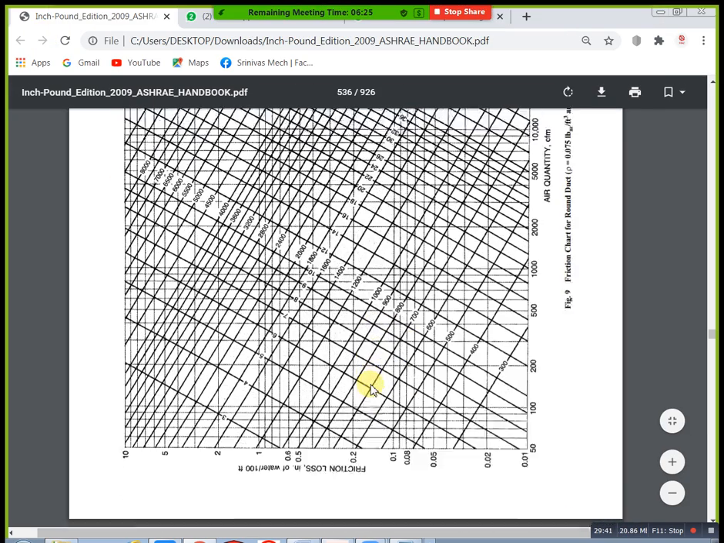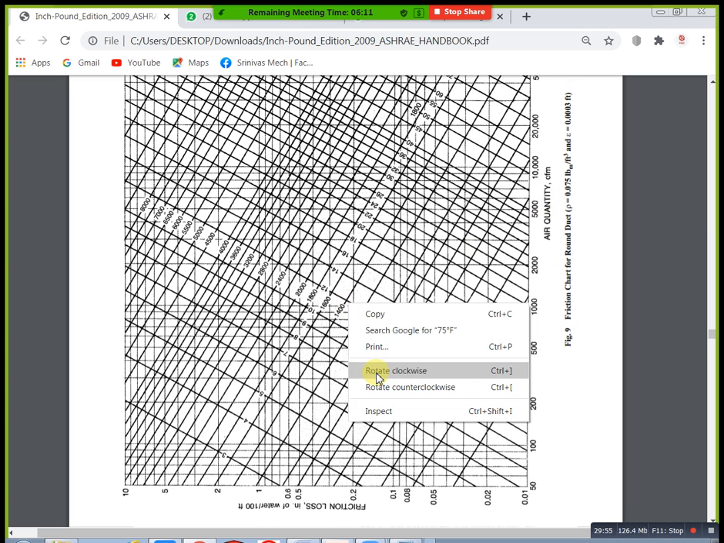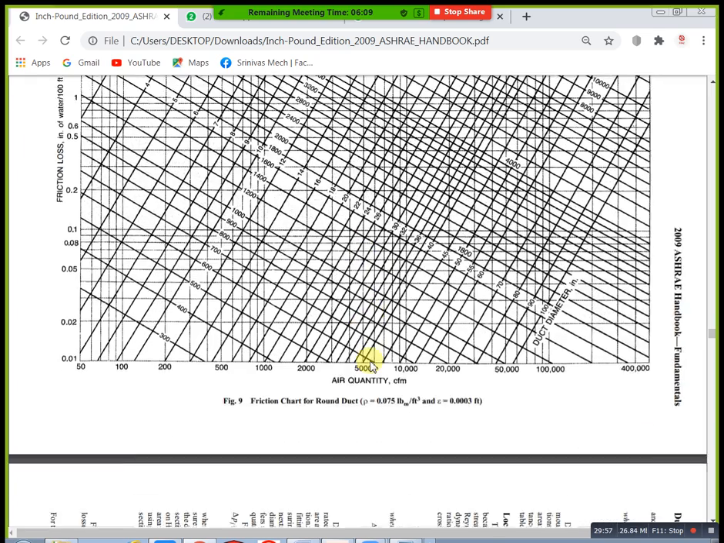What is our friction value? 0.08, we know this one. At the same time our CFM is 5000. If you need to rotate this, directly click on it, rotate clockwise. Is it visible, all of you? Here we have our air quantity, how much? We have 5000 CFM. At the same time, here we have 0.08. Observe this graph.